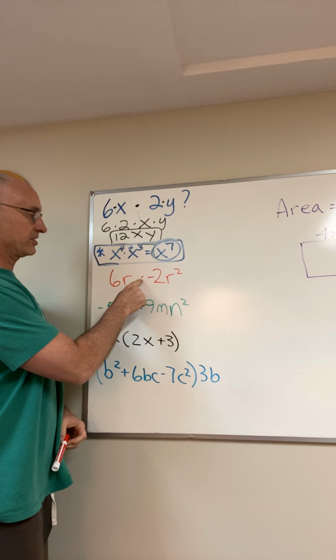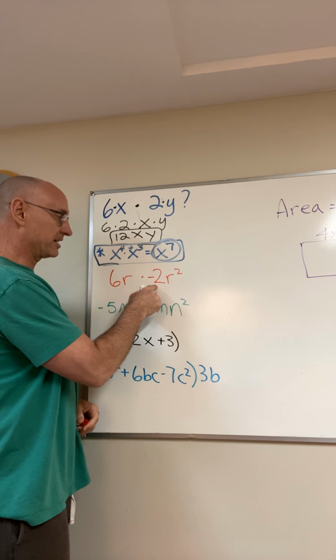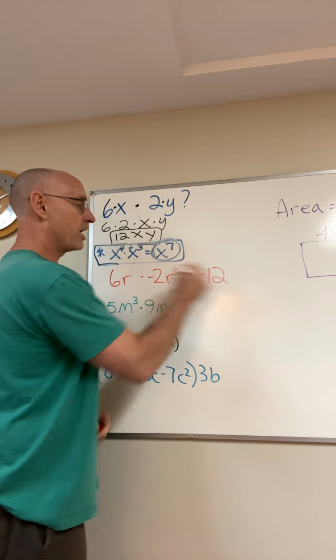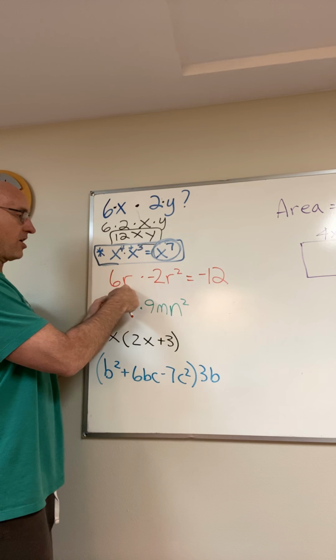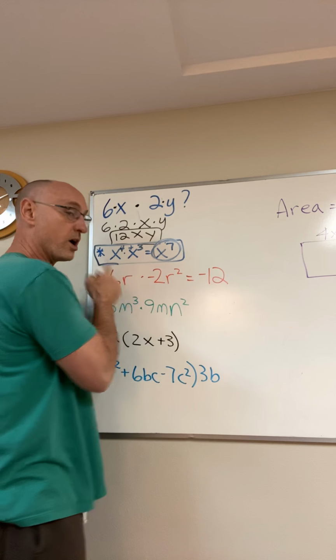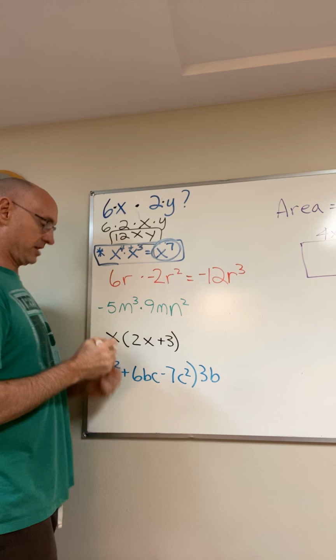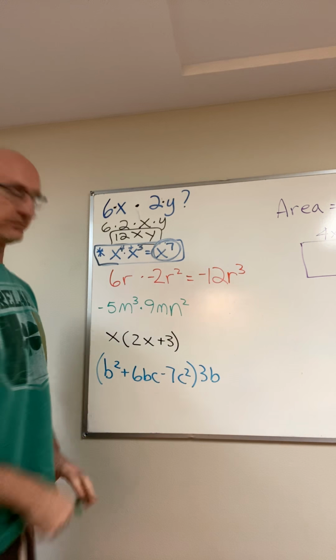You got 6r times negative 2r squared. So 6 times negative 2 is negative 12. And then r times r squared. You've got 2 here, 3 here, or 1 more there. So that's 3 altogether, like that, okay? Does that sound all right?